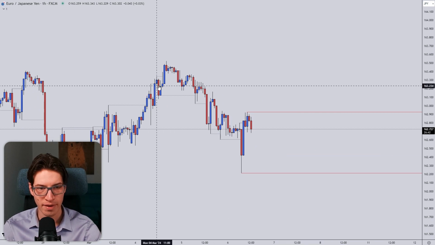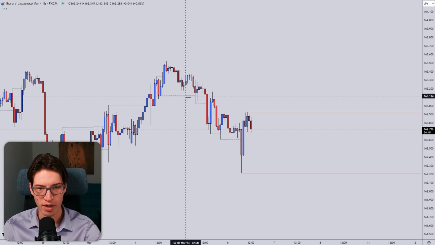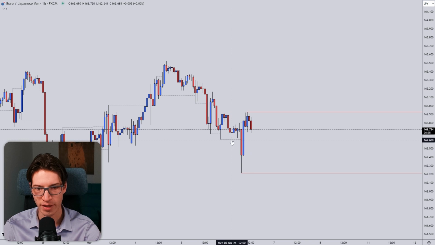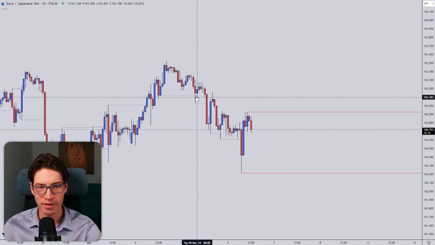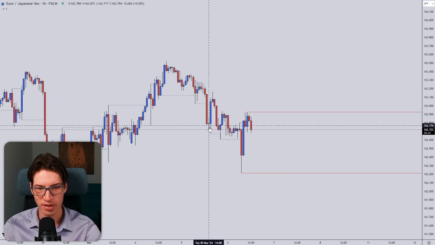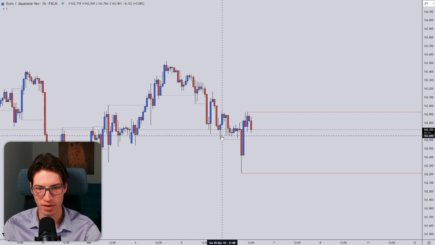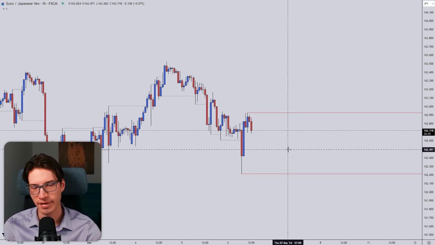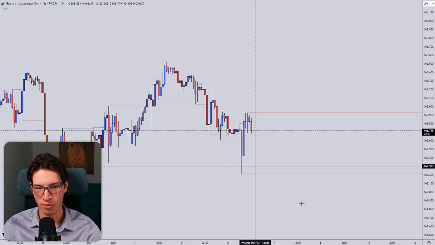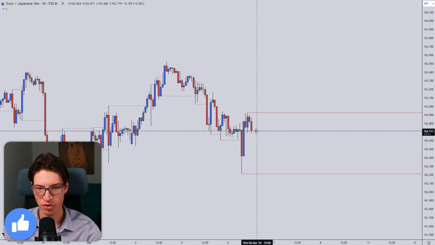So basically, consecutive breaks of the low. 1, 2, 3, 4 times it broke the low with very corrective price action. See, double wicks, large wick, huge wick, definitely rejecting this lower area, and I'm expecting the price to reverse.